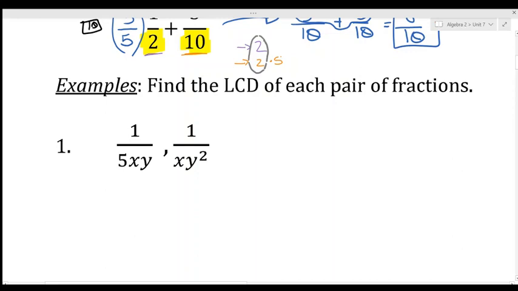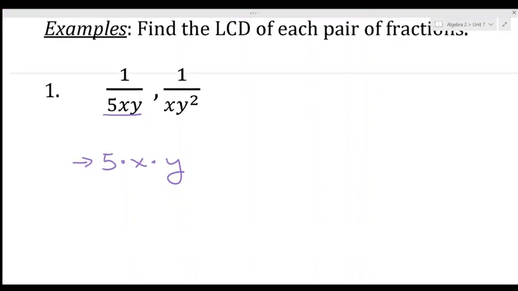So let's just figure out straight up LCDs of things. So we have 1 over 5xy, comma, 1 over xy squared. So we're trying to figure out the LCD between these two bottoms. Now let's just look at the front. We're going to break it up into pieces. So we have 5xy. You can rewrite this as 5 times x times y. It means the same thing. Now let's look at xy squared. Okay. So we have x times y, and then this square means there's 2 of these y's.